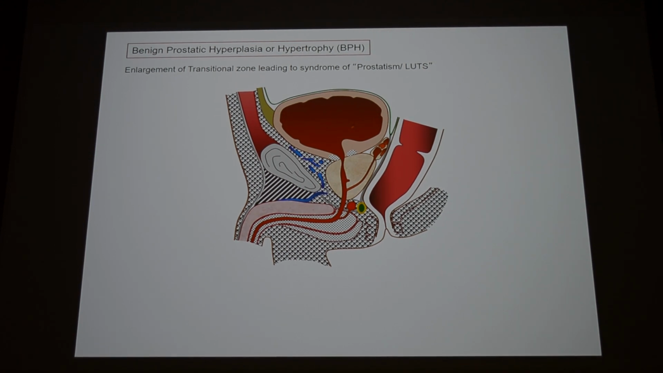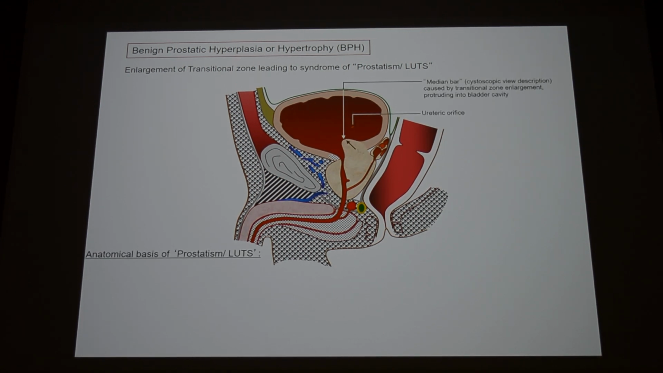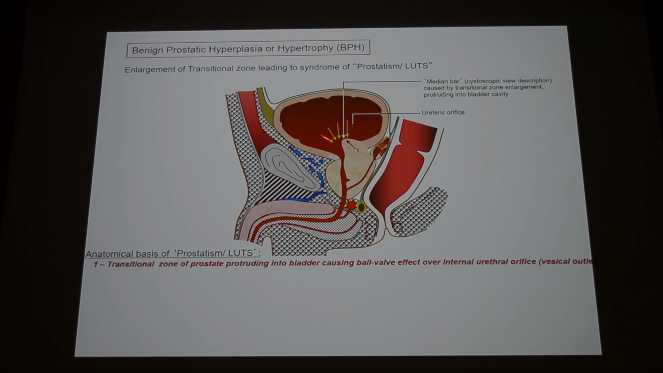This is a normal situation. Now please be attentive here. This is a normal situation. We know these levels. Now this is enlarging. Can you see that? It was not shown before. So this lobe, this part of the prostate, is protruding. As a result, the transitional zone is protruding. So now it is going up. As a result, what happens? It's enlarging more.